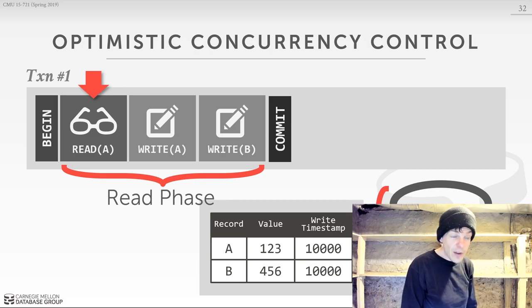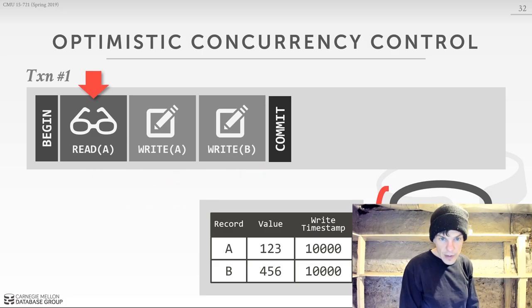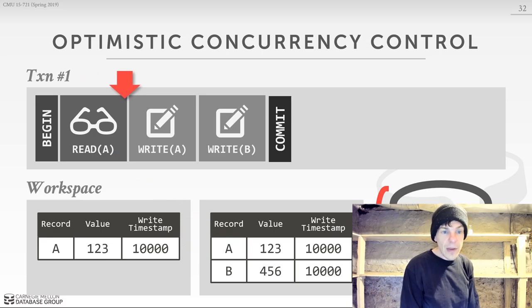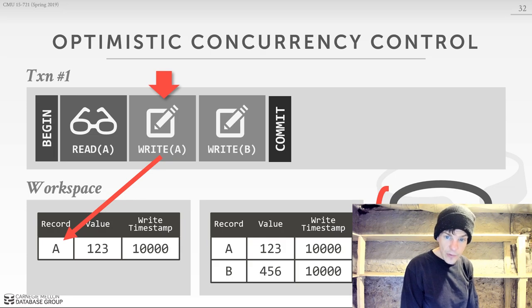And again, this is confusing because we're actually going to do writes to our database, but for whatever reason, it's called the read phase. So when we do a read, we're going to go to the global database and find the record that we want and then copy it into our private workspace. We're going to copy along the metadata to say what the write timestamp was when we brought it in. But now when we do a write, instead of updating the global database, we're going to modify our private workspace. So for this, we need to overwrite our write timestamp, but since our transaction wasn't assigned one yet at the beginning, we'll just set that to infinity and update the value to be whatever it wants to be.